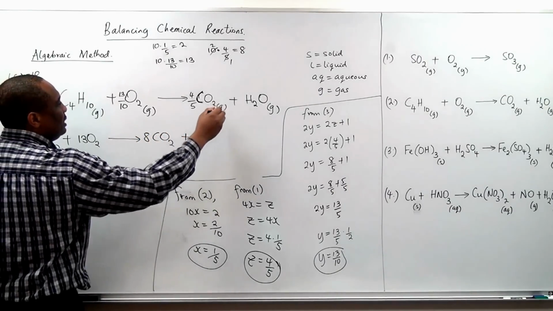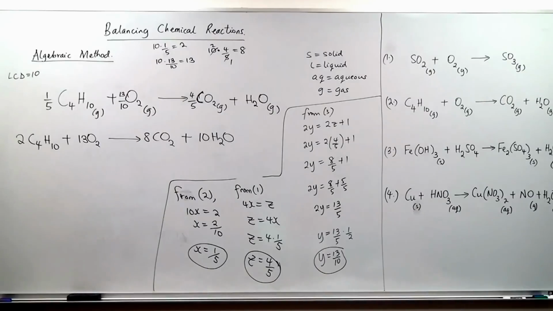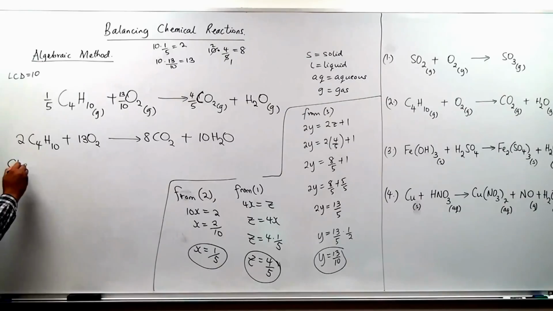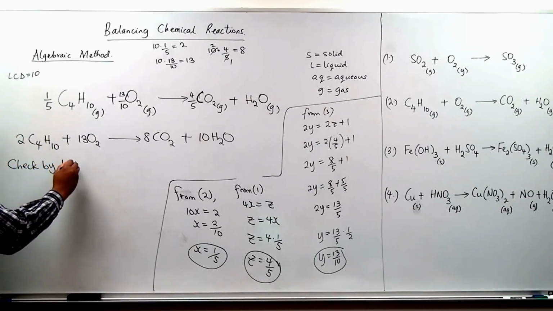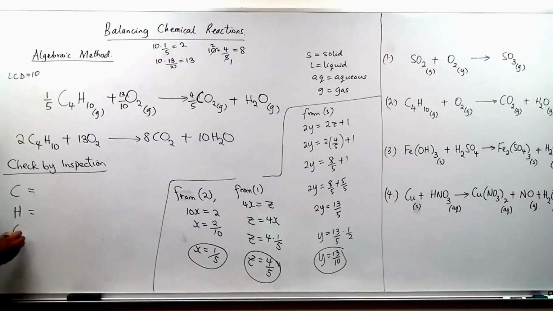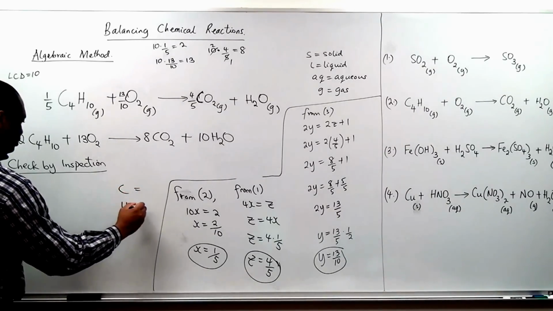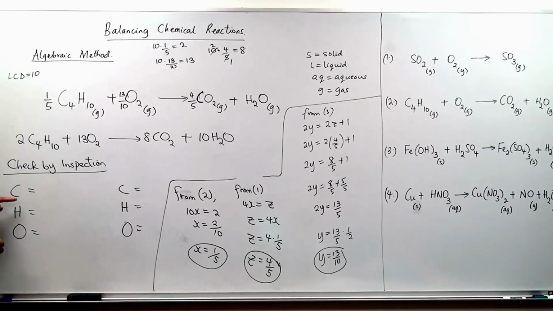carbon dioxide plus 10 times that will give you 10 steam. And that's the balanced reaction. Now we can check by inspection. Check by inspection. And when we check by inspection, we have CHO for the reactant, and we have a CHO for the product. So for the reactant, carbon is 4 times 2, 8. Hydrogen is 10 times 2, 20. Oxygen is 13 times 2, 26.